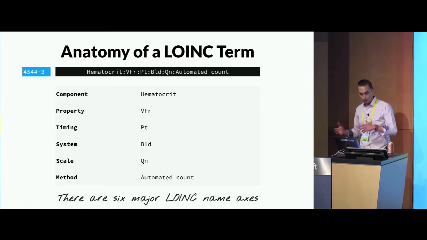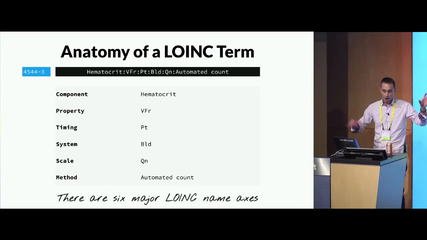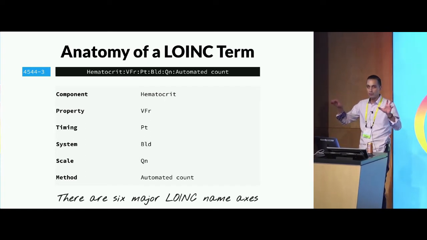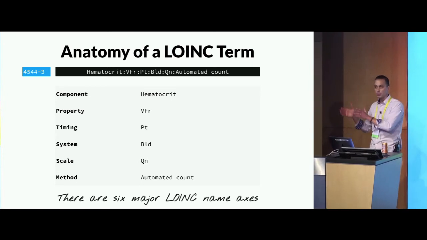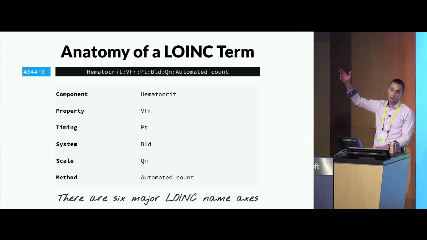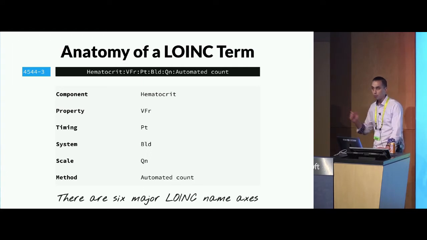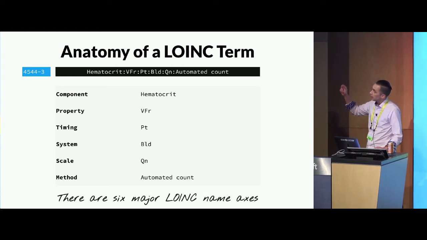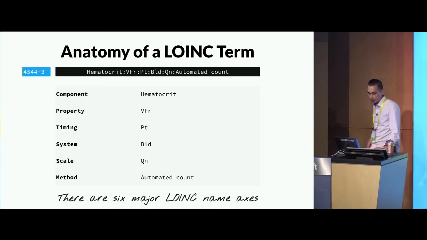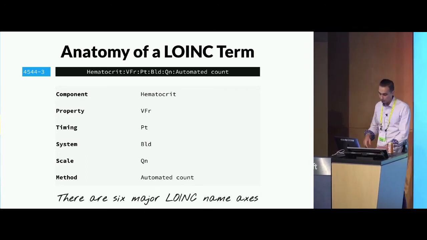A LOINC term consists of a code, a unique identifier, and then a structured name. That structured name has 5 or optionally 6 attributes that make up the unique distinction for that particular term. Those attributes are the component, which represents the analyte, the substance, the thing that's being measured. The property, which designates the kind of attribute that's being measured about that substance. So in this case, it's a volume fraction.